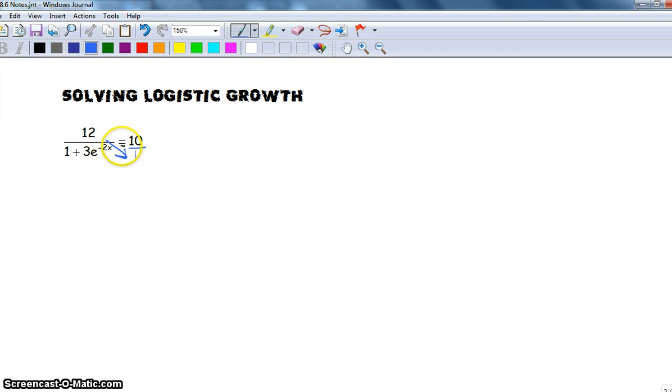So I've got 12 times 1, which just gives me 12. And then I cross multiply 10 times the whole quantity, 1 plus 3e to the negative 2x. Now you can distribute that 10 in and get 10 plus 30e, but I think that's just adding an extra step. So right here I'm going to divide by 10, and 12 divided by 10 is 1.2. You can keep it as a fraction, or you can write 1.2. It doesn't matter as long as it's an exact answer.